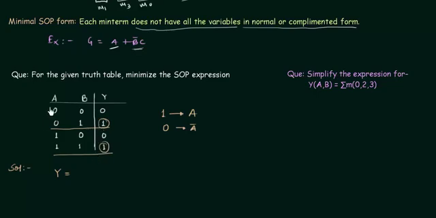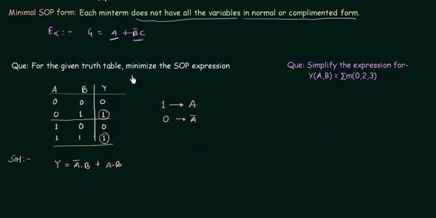For the first case you can see a is 0, so I will write a complement, and we have b as 1, so I will write b. Or for the last case I have a as 1, b as 1, so simply a b. Now we have to minimize the SOP expression, so I have to minimize it by using Boolean algebra, and I will take b as common, so I'm left with a complement or a, and b, and you very well know that a complement or a is equal to 1, and b.